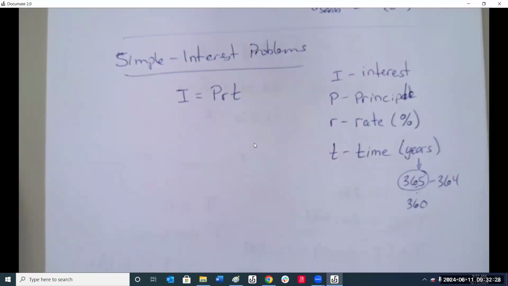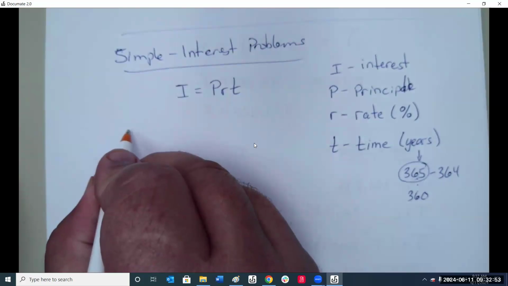Do they usually give you the years, like, if it was a problem? They have to, yeah. Typically, they will give you the benefit of the doubt. They'll give you the 365. If they give you 360, run, because it's going to make it more expensive for you.